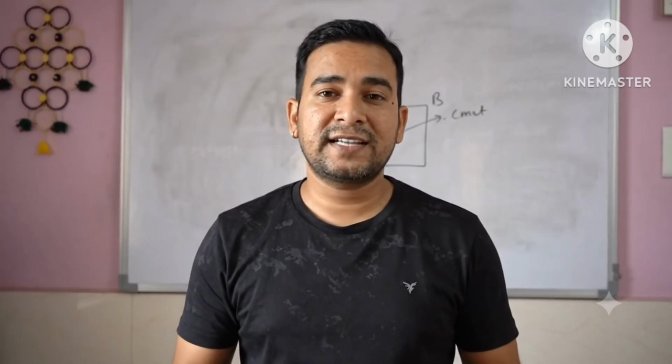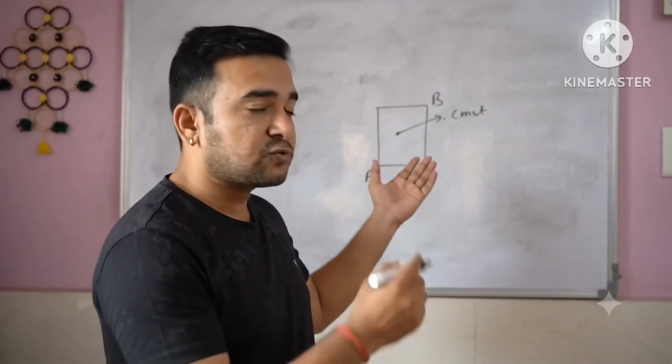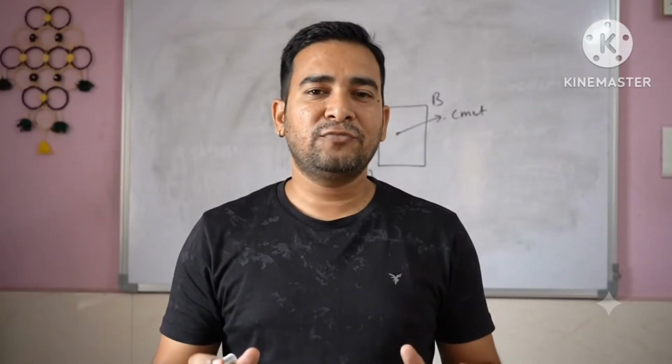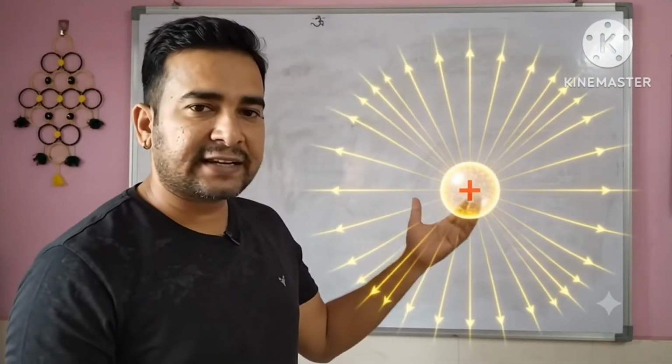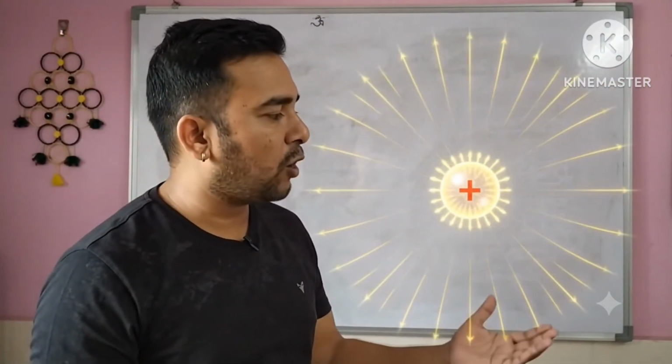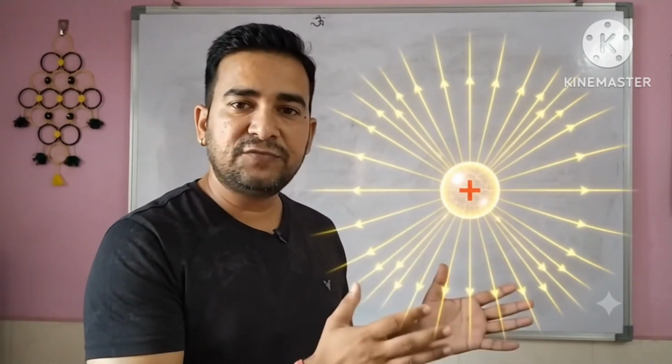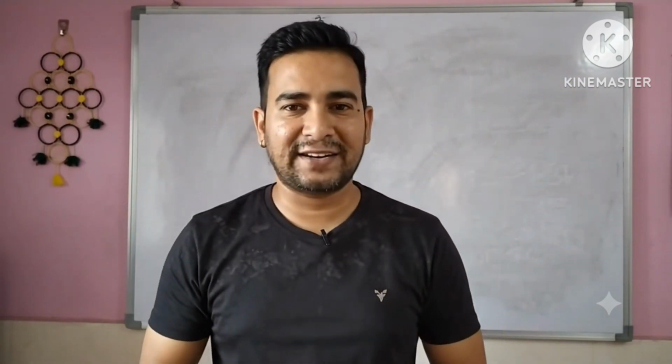Today we are going to understand Gauss's law using just one charge and one Gaussian surface. By the end of this lesson, you will understand the entire concept. Focus on this positive point charge at the center. Notice that the electric field lines are spreading uniformly outward in all directions. These field lines represent the direction of the electric field.